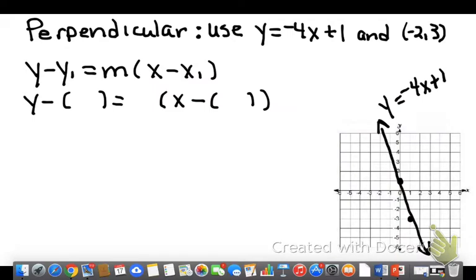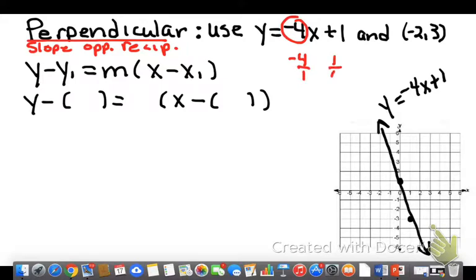All right, so now we're going to graph expecting perpendicular lines. So perpendicular lines mean that the slope is going to be opposite reciprocals of one another. So we're going to borrow the negative 4. It's negative 4 over 1. The opposite would be positive, and then the reciprocal is going to be 1/4. So my slope is 1/4. My y value is 3, and my x value is negative 2.